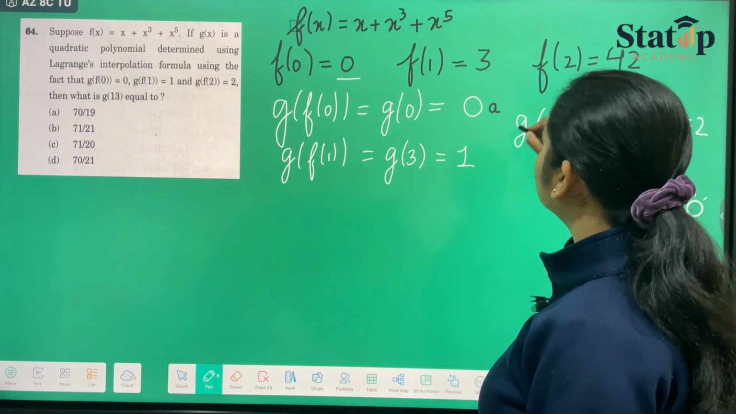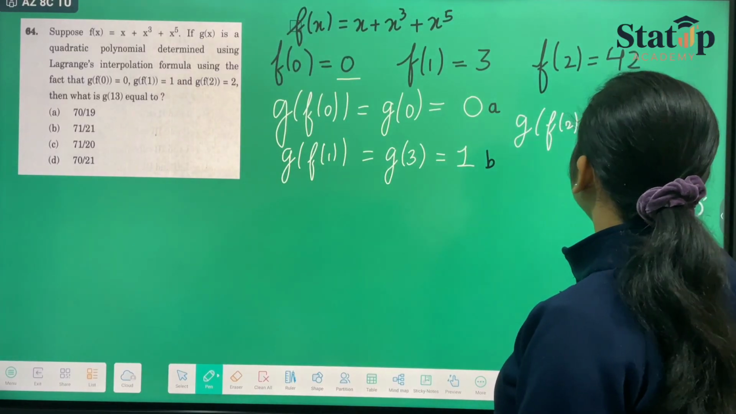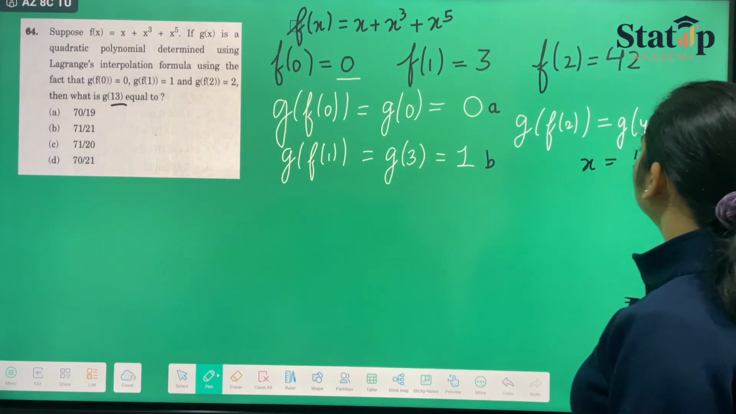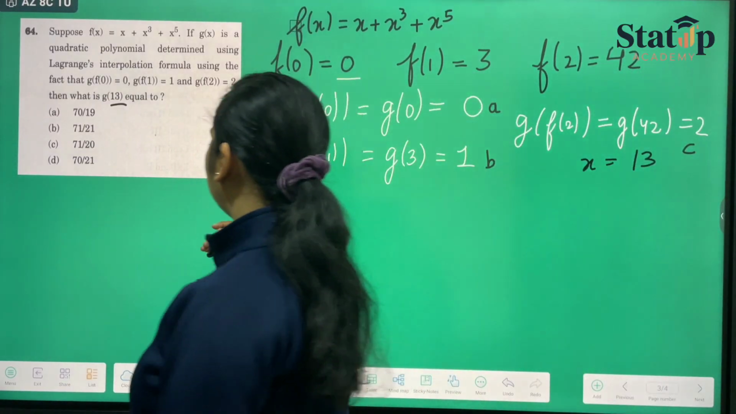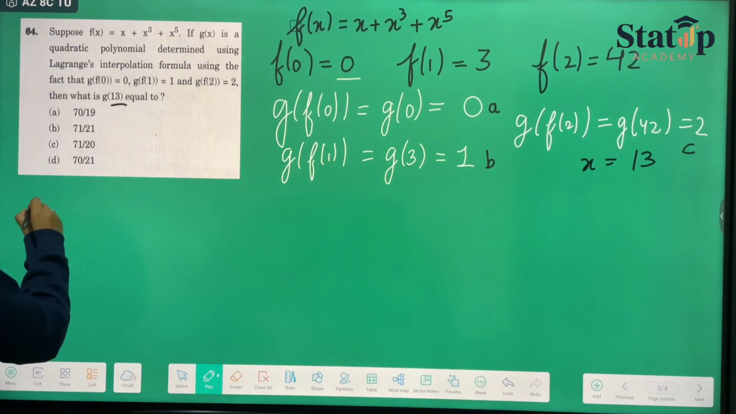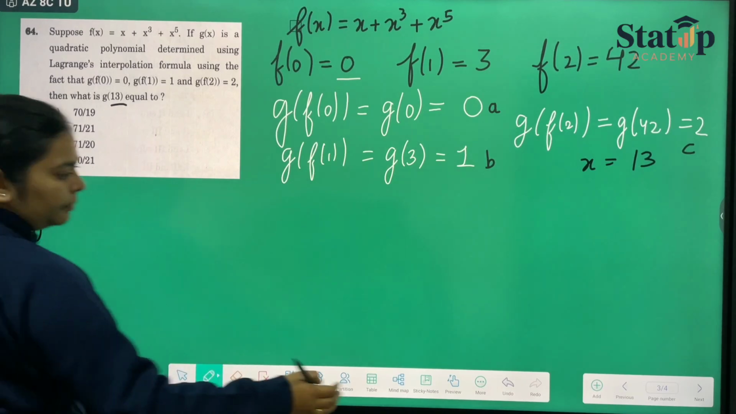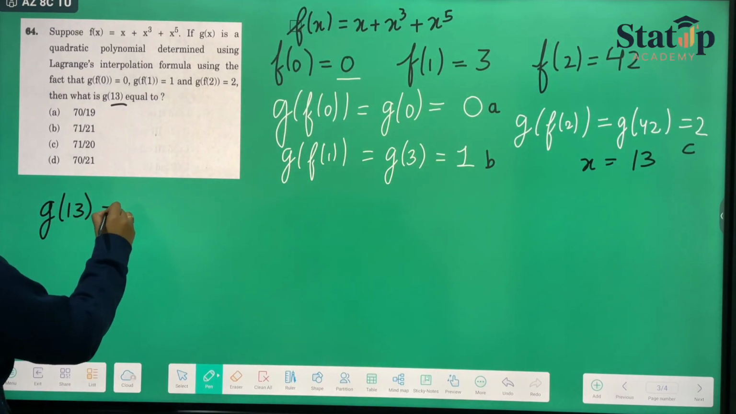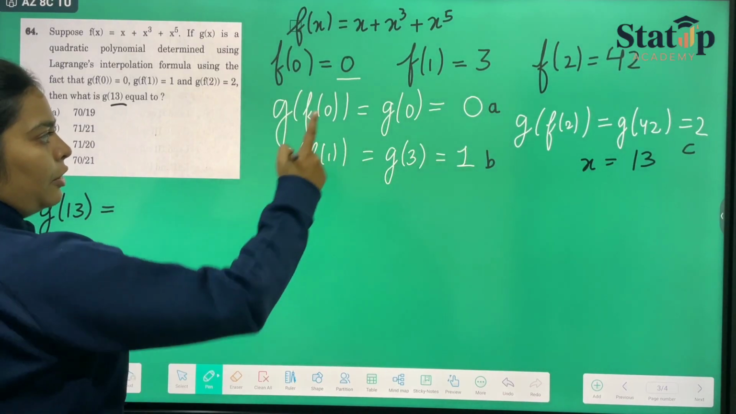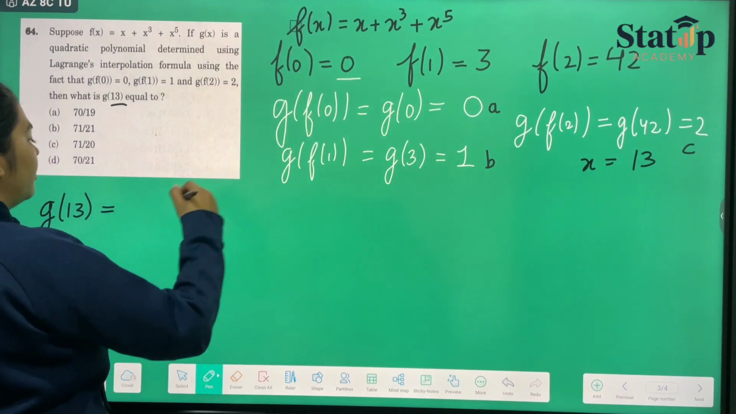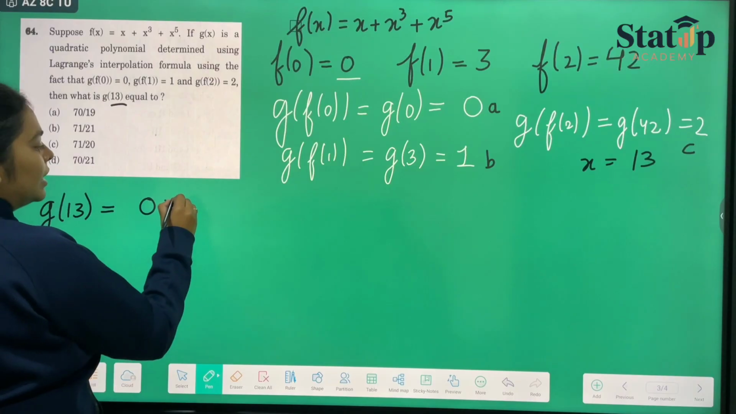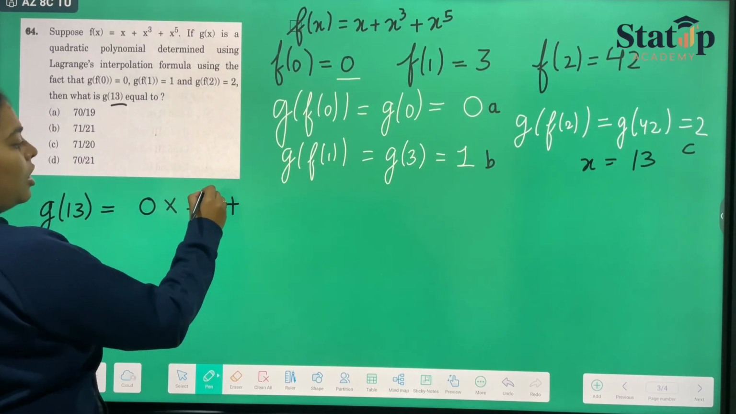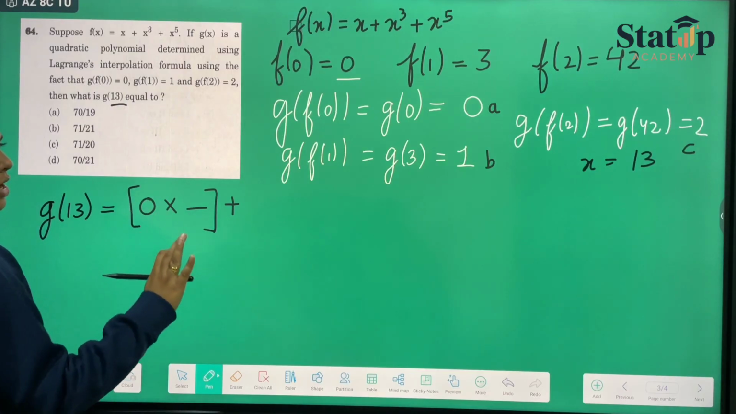This is our A, this is our B, and this is our C. And x is given to us as 13, g of 13. Now I'm directly putting it in the formula. Sorry, g of 13 is equal to f of a, means g of a, which is 0, and if we multiply anything by 0 the answer will be 0, so we'll not waste our time on calculating the rest of the things, we'll just write 0.